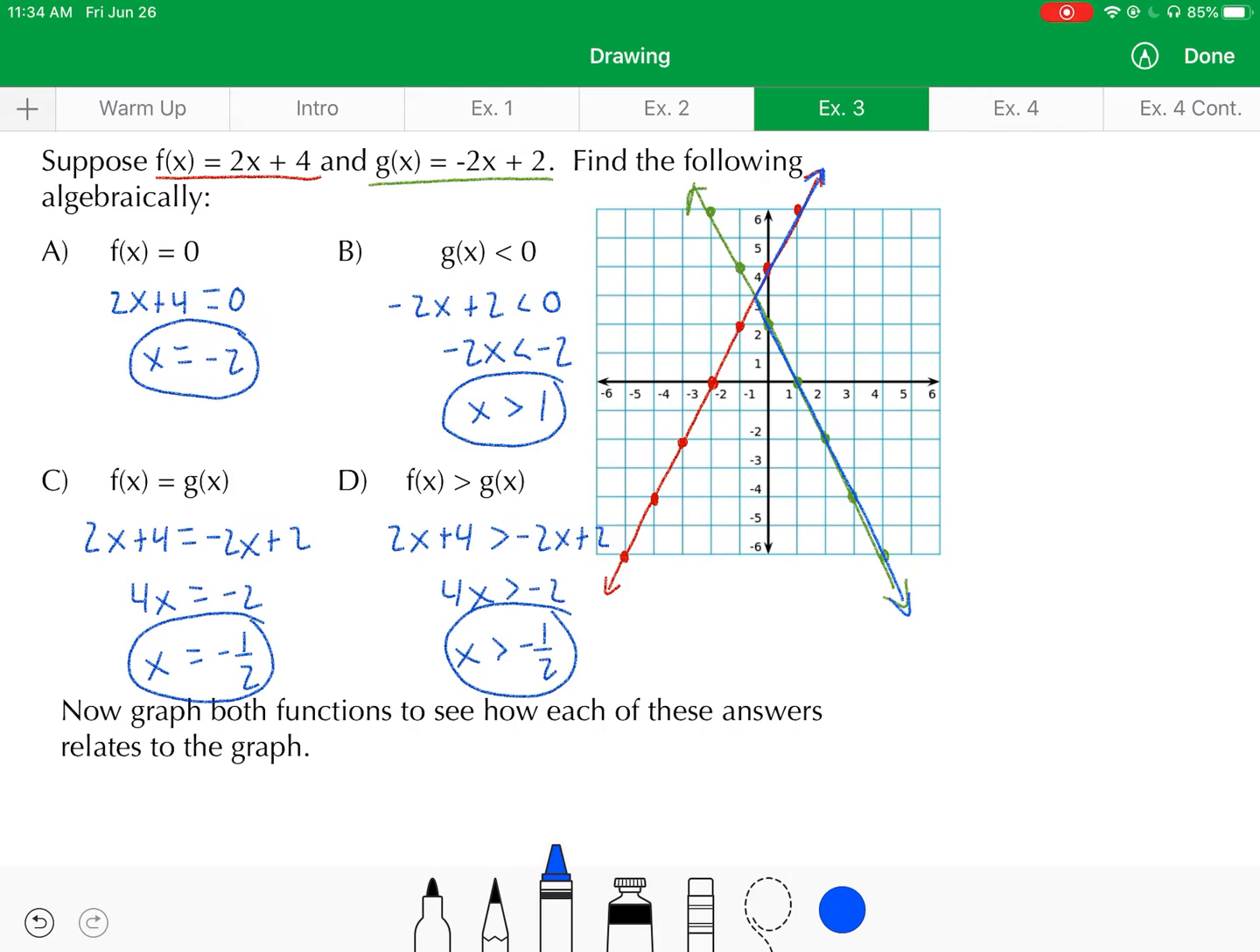So basically we're saying where this intersection point is taking place, anything to the right of that, so any values that are greater than an x value of -1/2 would match that criteria. Okay, so that's what the answer for D is representing.